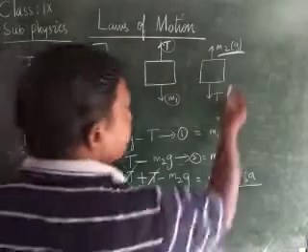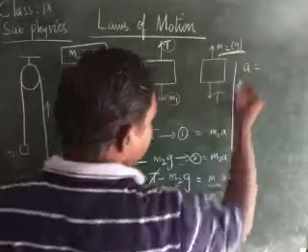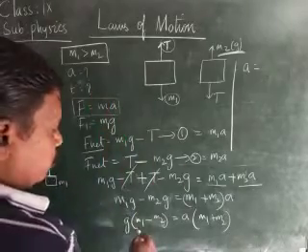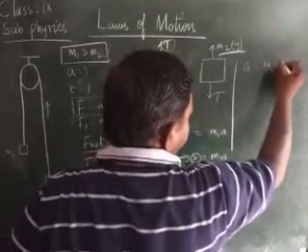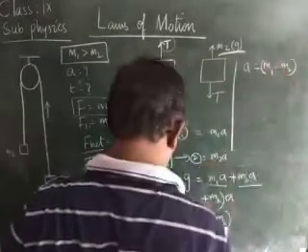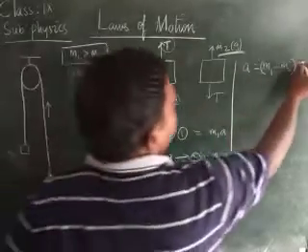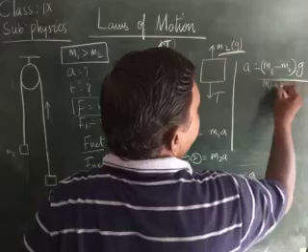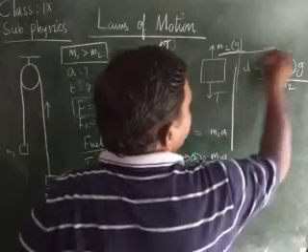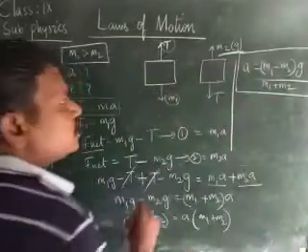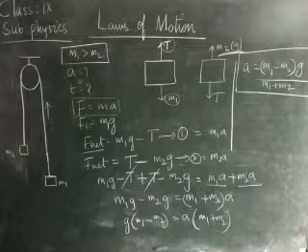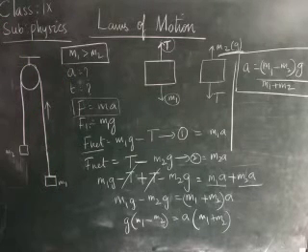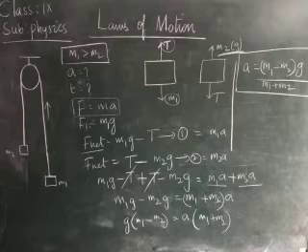Therefore here we get a, since we are asked to find a. a is equal to (m1 minus m2) into g by (m1 plus m2). Okay children, here we got the acceleration as (m1 minus m2) by (m1 plus m2) into g. Okay children, next.